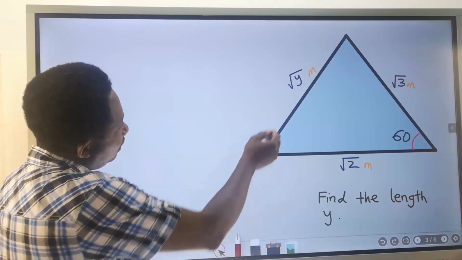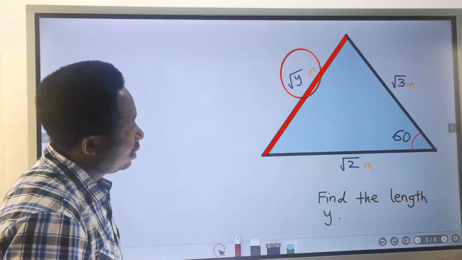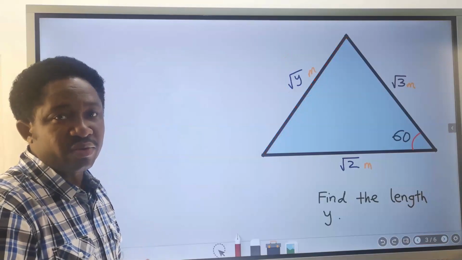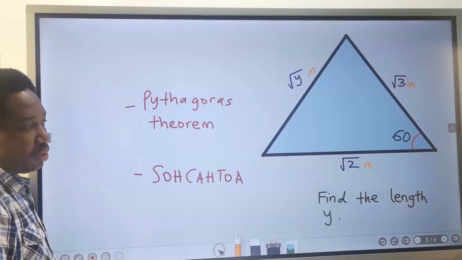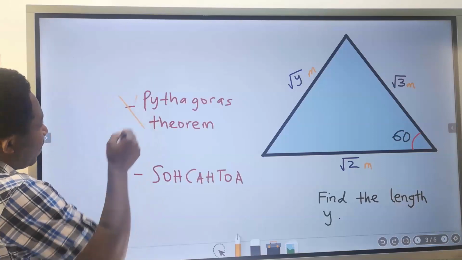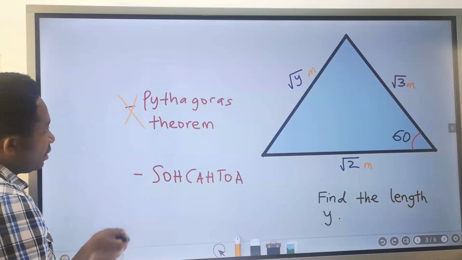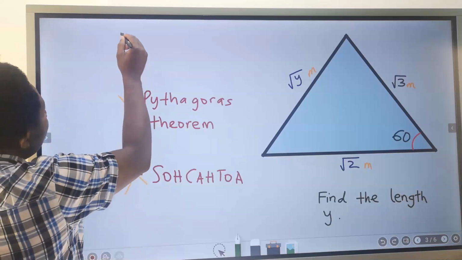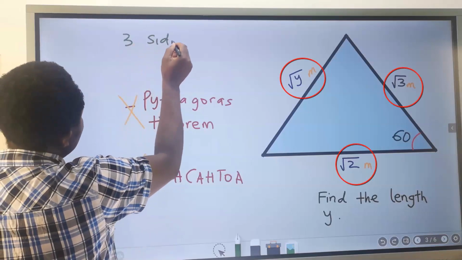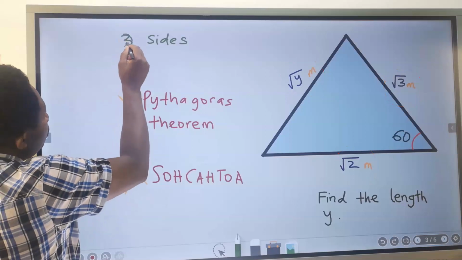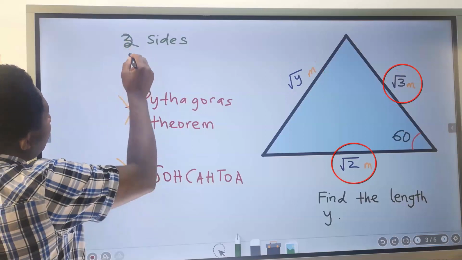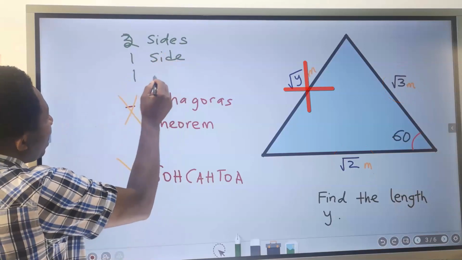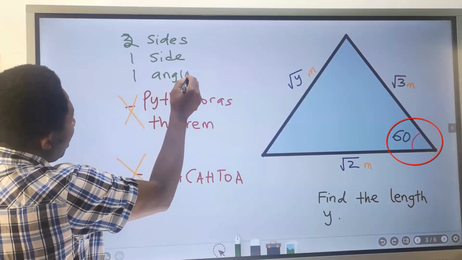Let's find this length y in meters. In this triangle, this is not a right angle triangle. You cannot think of Pythagoras theorem and you cannot think of SOHCAHTOA because we have three sides, of which only two are known, but one side is unknown, and we have one given angle.